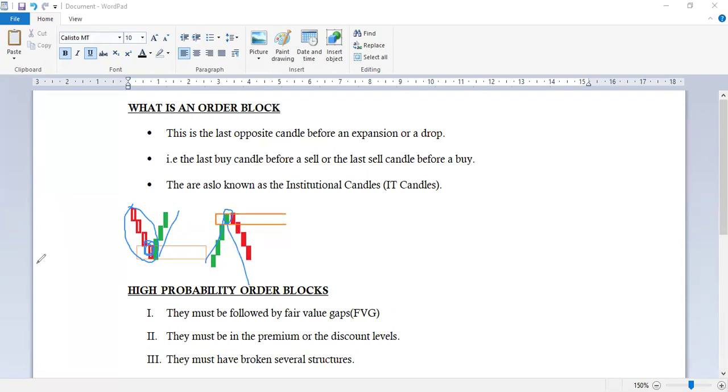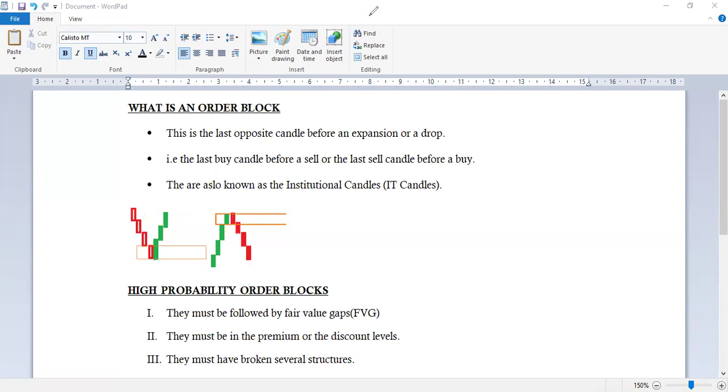And we have two types of order blocks. We have the bearish order block and the bullish order block. The bearish order block is the last bullish candle before a drop, and the bullish order block is the last sell candle before an expansion.